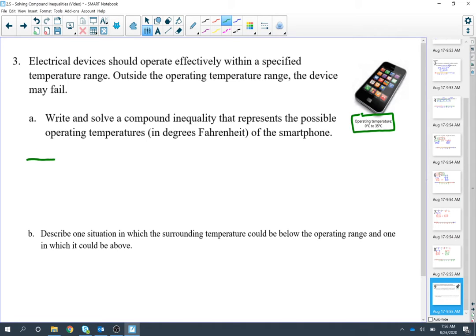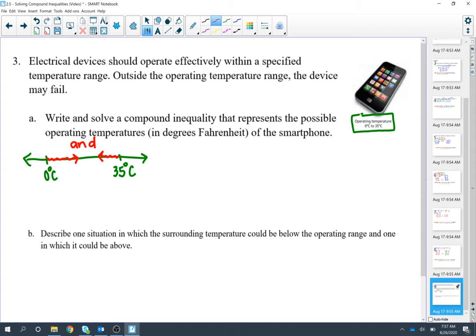If we are on a number line, here's 0 degrees Celsius, here's 35 degrees Celsius, and your cell phone has to be above 0, but below 35. Is this going to be an AND statement or an OR statement? This is an AND statement because it has to be both. It can't be below 0, it can't be above 35, otherwise the cell phone's going to shut off.